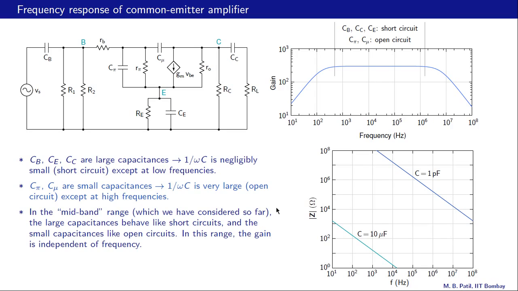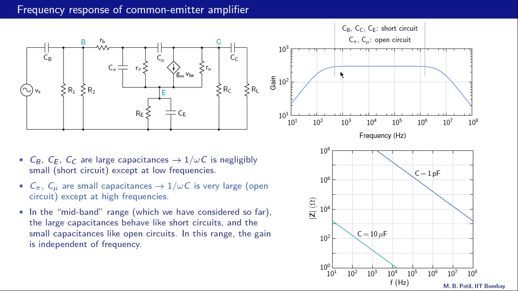In summary, there are three regions in the common emitter amplifier frequency response. There is a mid-band region, this region here. In this region, the large capacitances behave like short circuits, and the small capacitances behave like open circuits. So CB, CC, CE behave like short circuits. C pi and C mu behave like open circuits. And in fact, this is the range that we have considered in our analysis, if we remember. That is what we have considered in deriving the gain expression.